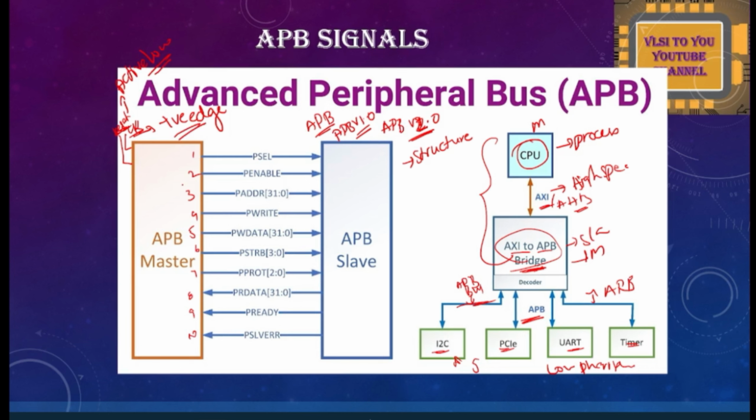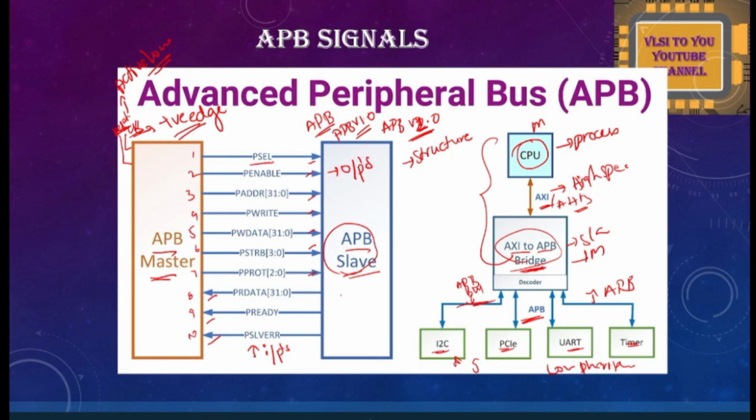Now coming to the signals. If you see here, some signals are going from master to slave, and there are some signals coming from slave to master. The signals which go from master to slave are considered output signals. The signals which come from slave to master are considered input signals. While you are writing the code, these are the things that you should consider. So these signals are outputs and these signals are inputs. Now coming to the signals individually, let us discuss each signal.